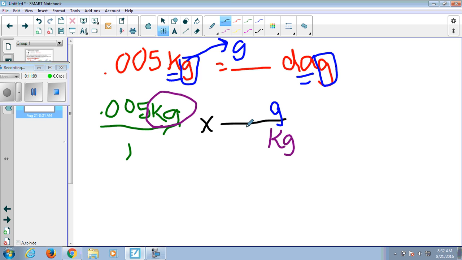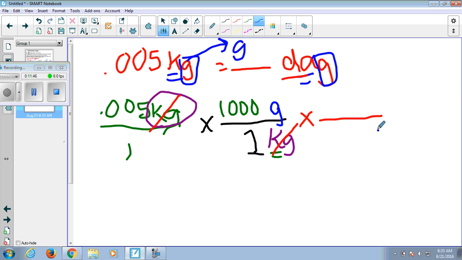Now I put 1 with the prefix. The next step is to put the meaning of the prefix next to the base unit. So kilo is my prefix, and kilo means 1,000. The last step is to cancel and multiply. However, I can't do that step yet because I don't need grams, I need decagrams. So kilograms will cancel. I have grams, so now I need another conversion factor.